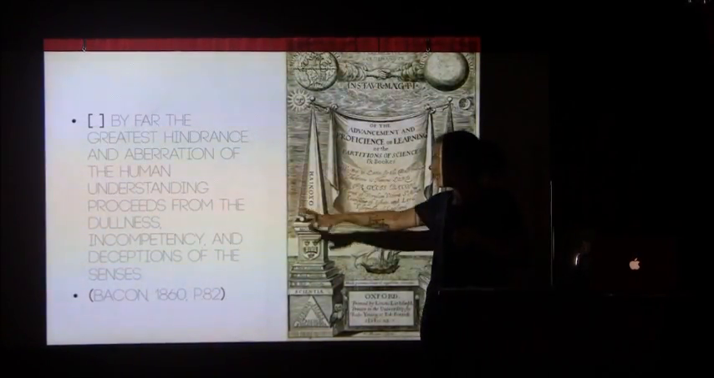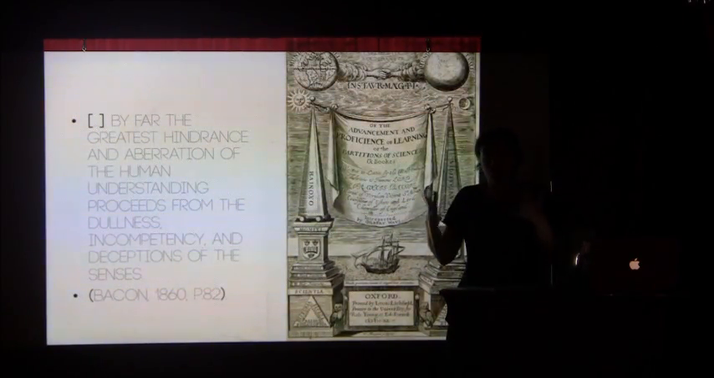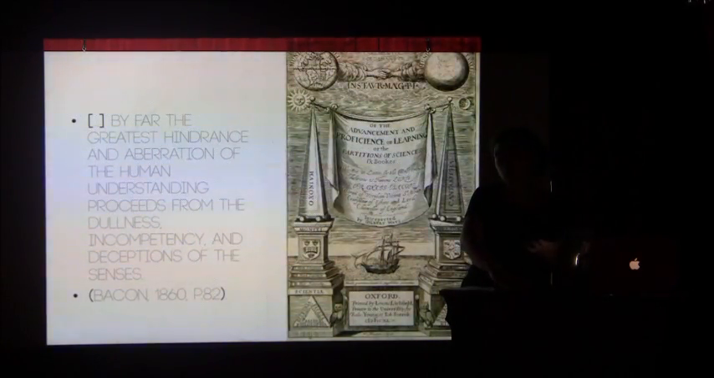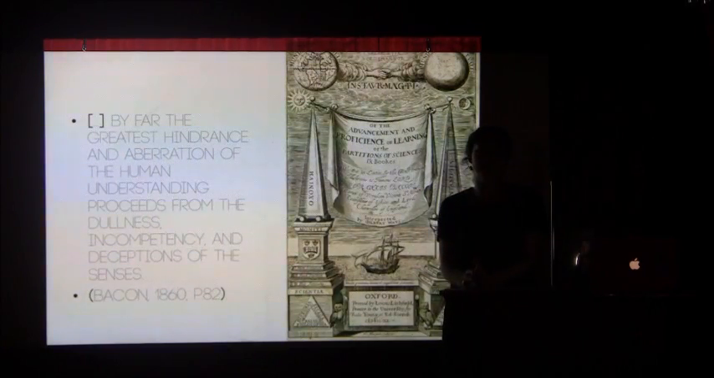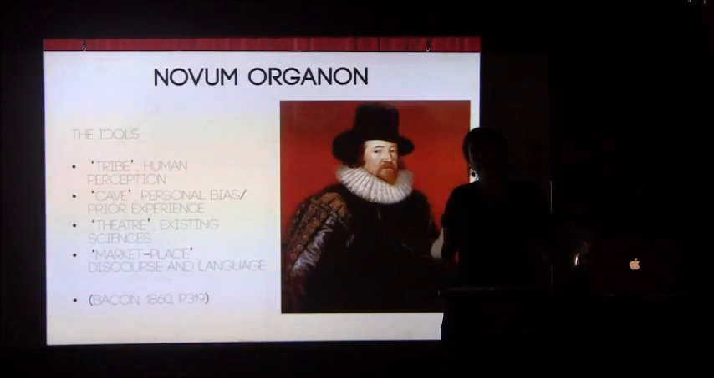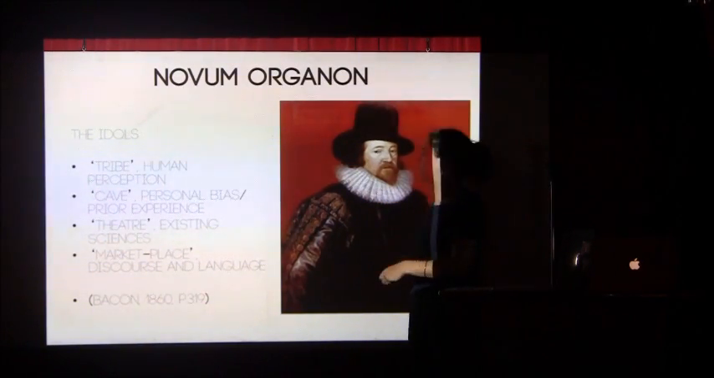The Organon is kind of a manual for the new empirical science. And one of the things that he says is that by far the greatest hindrance and aberration of the human understanding proceeds from the dullness, incompetency, and deceptions of the senses. So human direct sensory information is a real kind of problem. But what Bacon, unlike Descartes, does is suggest that we can use experiments from things in nature and manipulations of nature in order to get around this problem. So Descartes says, I want to reason from first principles and use logic to build up a system of knowledge. Bacon says, let's get out there, let's do experiments.